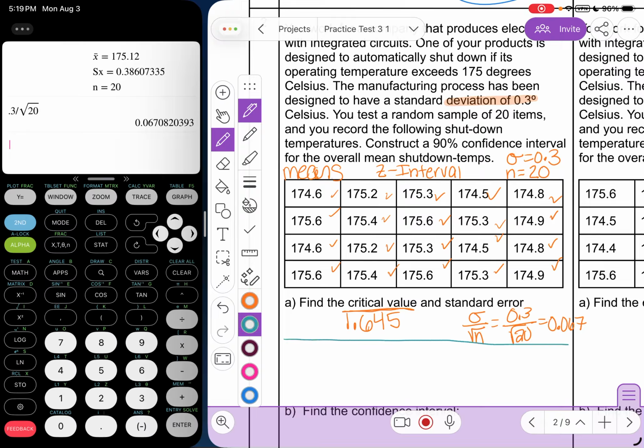I'm not going to ask that on this test. I decided when I made the test today, instead I'm going to ask like I did on the quizzes. I'm going to say, what interval did you do? Z interval. Why? Because it was means and we knew the standard deviation.